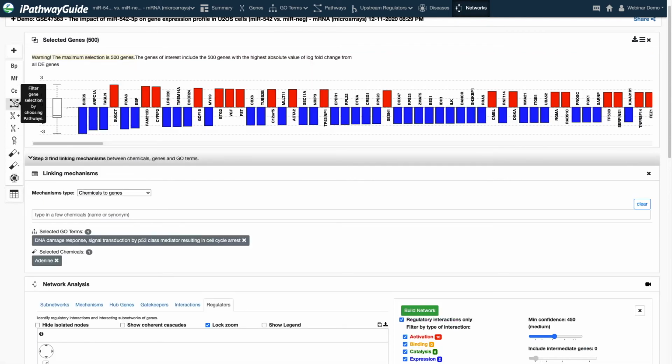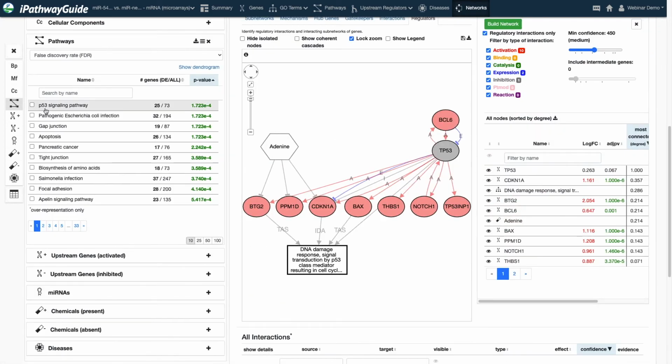Let's look at the first pathway result, which is P53 Signaling Pathway. That fits in very nicely with everything else that we've seen in this data set. The next one is pathogenic E. coli infection. Maybe we're curious about why that's coming up as significant.